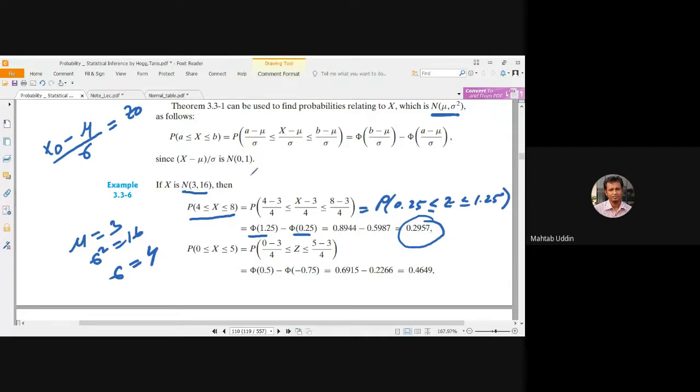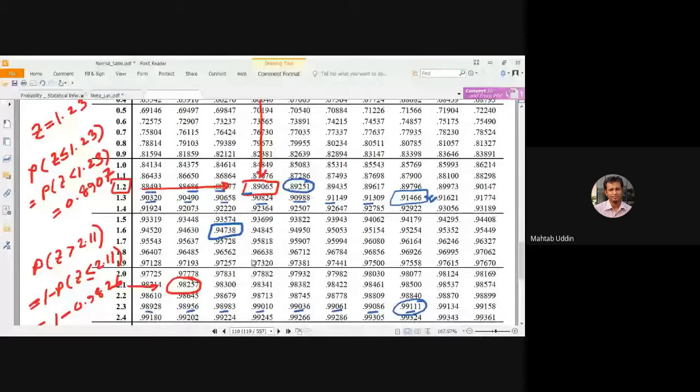Similarly, this is 0 less than equal X less than equal 5. Converted everyone. And this can be written as 1 minus phi of 0.75. Can you remember? If negative table is not given, you have to do 1 minus phi 0.75, but if negative table is available, you can find the minus 0.75 directly.